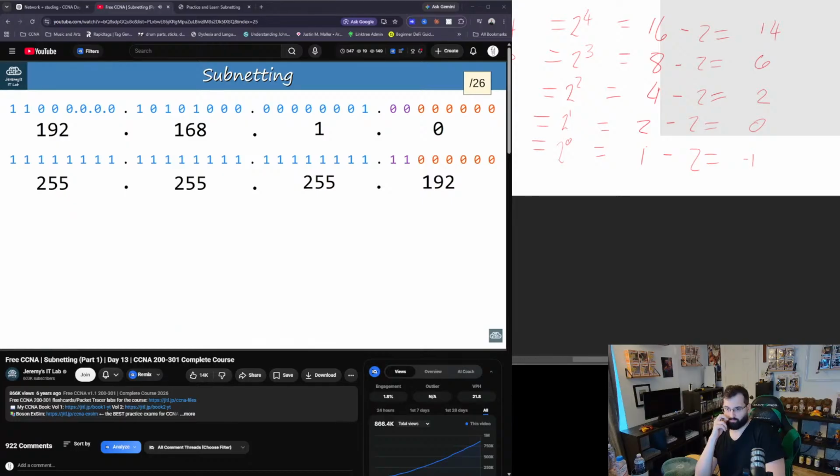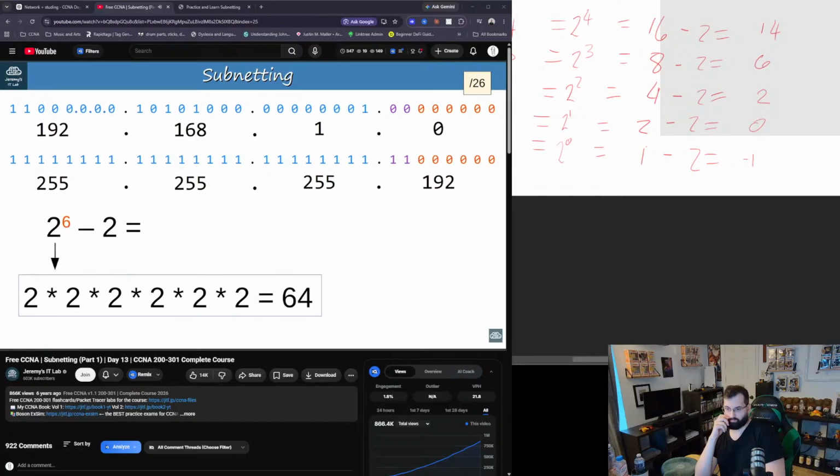How about a /26 subnet mask? There are now 6 host bits, so the formula is 2 to the power of 6 minus 2. 2 to the power of 6 is 2 times 2 times 2 times 2 times 2 times 2, which equals 64. That means there are 62 usable addresses.